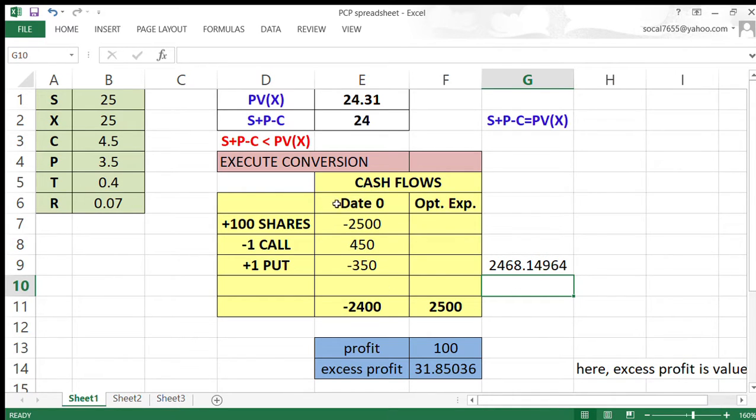But when we executed this conversion, we did better. We ended up with $2,500. So the difference between this $2,500 and this $2,468, which is $31.85, is our excess profit. So we did well, and that is what will happen in the markets if put-call parity doesn't hold. Well, let's see how markets would react to this.